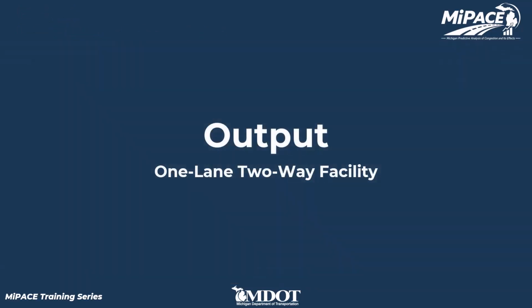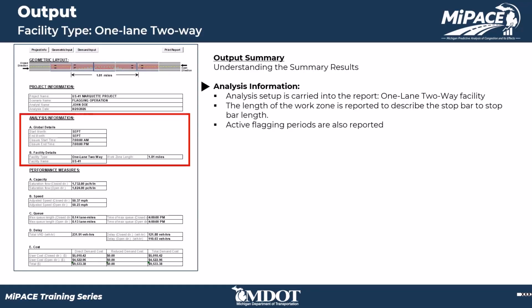Next, we'll review the output for one-lane, two-way flagging operations. The one-lane, two-way output summary reports the results separately for the closed and open directions, because each direction forms its own queue and receives service at different points in the flagging cycle. The analysis information confirms the selected facility type, facility name, work zone length, and active flagging period.